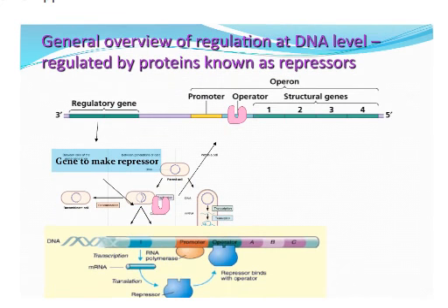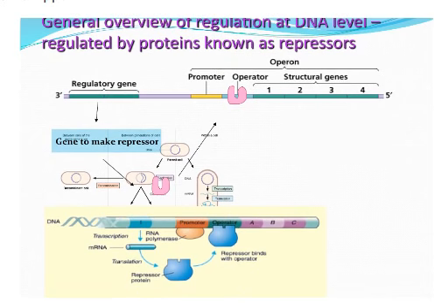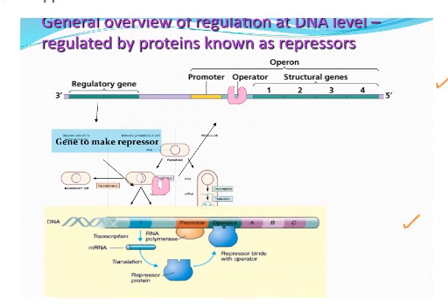So the general overview of regulation at the DNA level has to do with how an operon functions, and then it's also regulated by proteins known as a repressor. So let's take a look at this particular slide. The picture up top as well as on the bottom are exactly the same. They are just two different places where the pictures came from. So an operon consists of three different portions. There is first the promoter, second the operator, and third the structural genes.